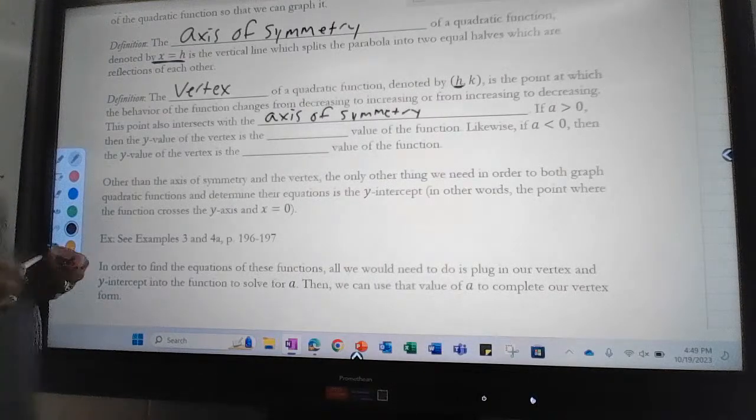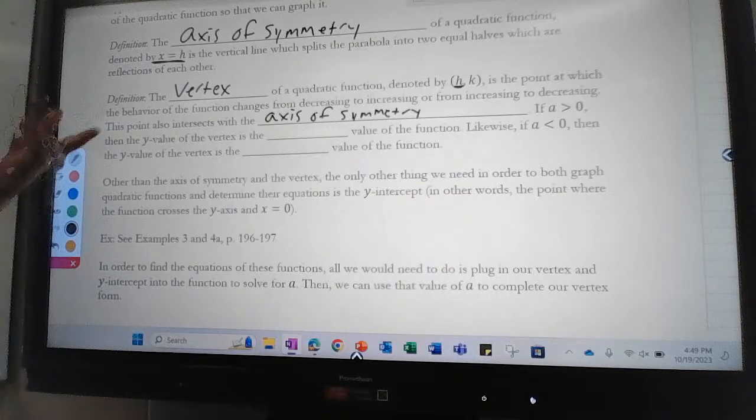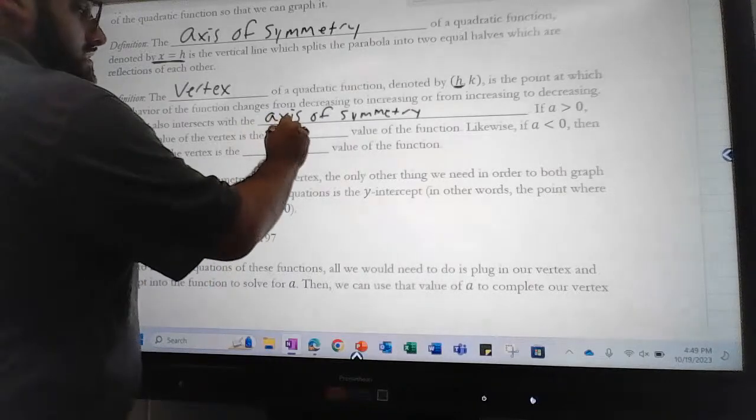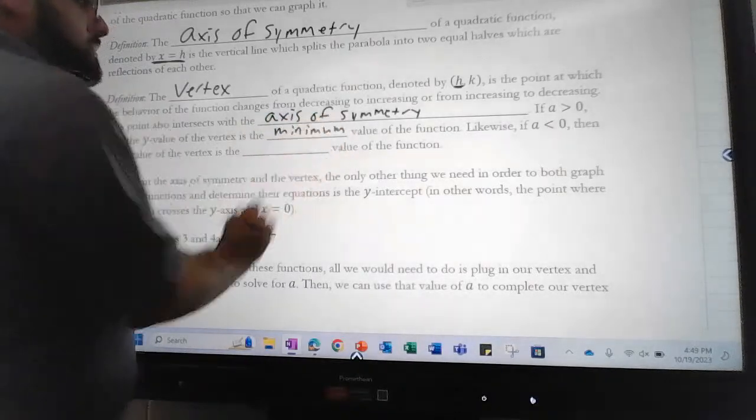The vertex not only determines where the axis of symmetry is, it also determines where your highest or lowest point of the quadratic function is. And that's determined by the value of a. So again, I mentioned that a cannot be 0, but it can be less than or greater than 0. So if a is greater than 0, meaning that if a is positive, then the y value of the vertex is the minimum value of the function.